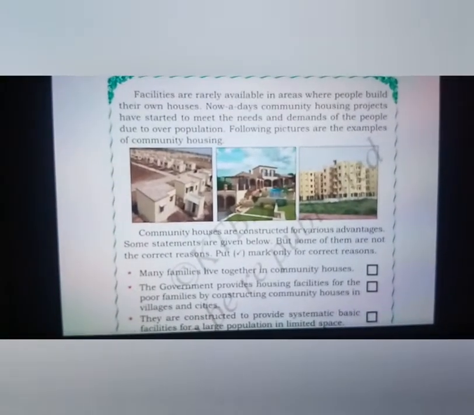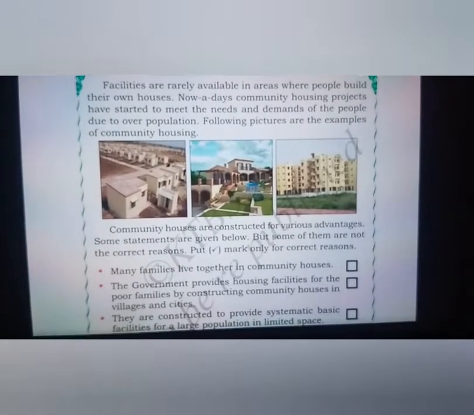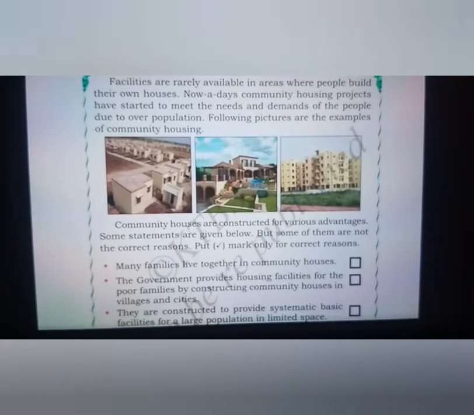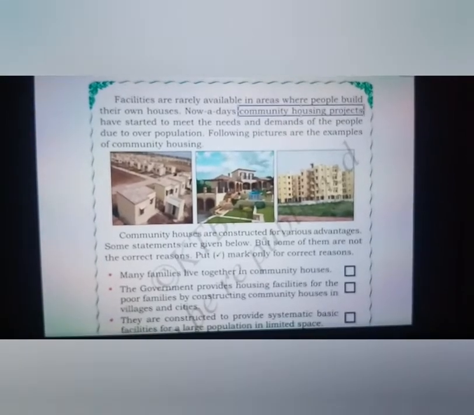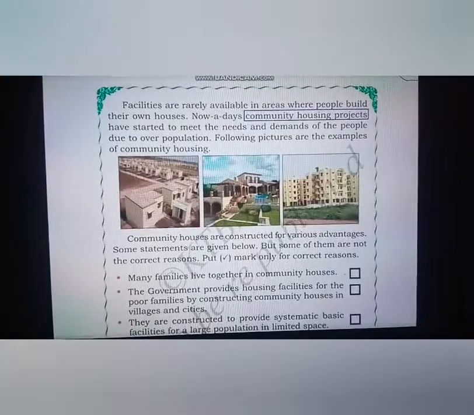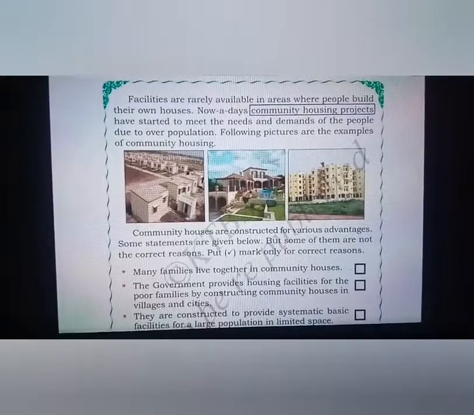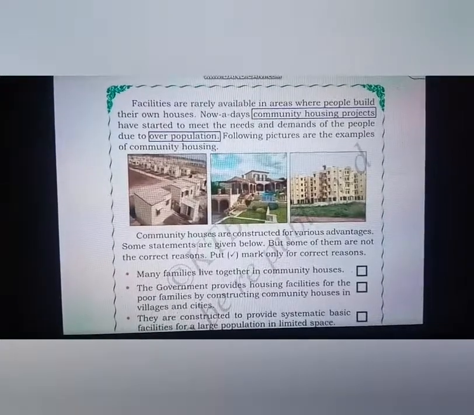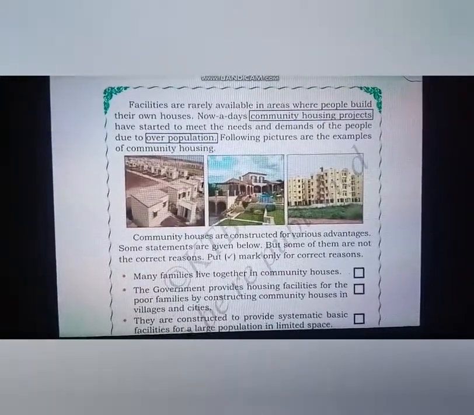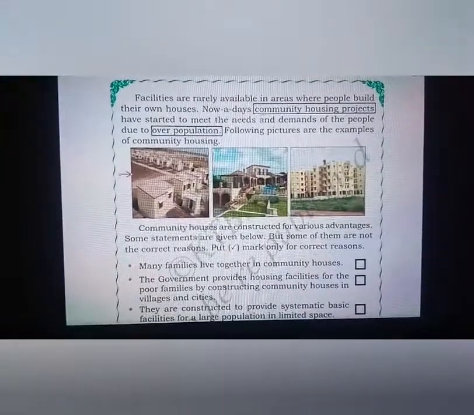Okay, children. The next section is where we talk about community houses in detail. Such facilities are rarely available in areas where people build their own houses. Nowadays, community housing projects have started to meet the needs and demands of the people due to overpopulation. So due to overpopulation, more and more houses are required for people to live. The following pictures are examples of community housing.